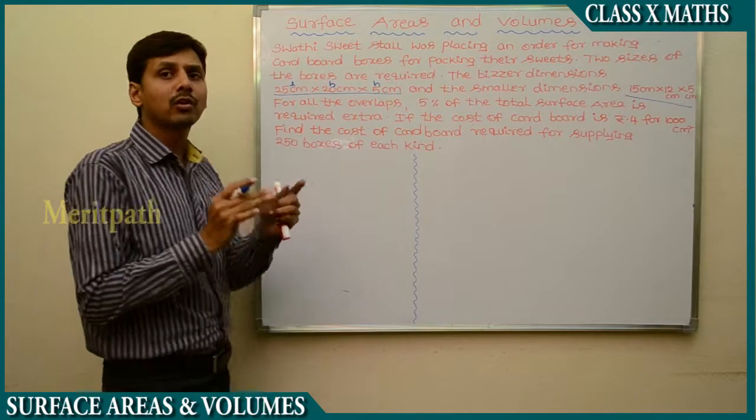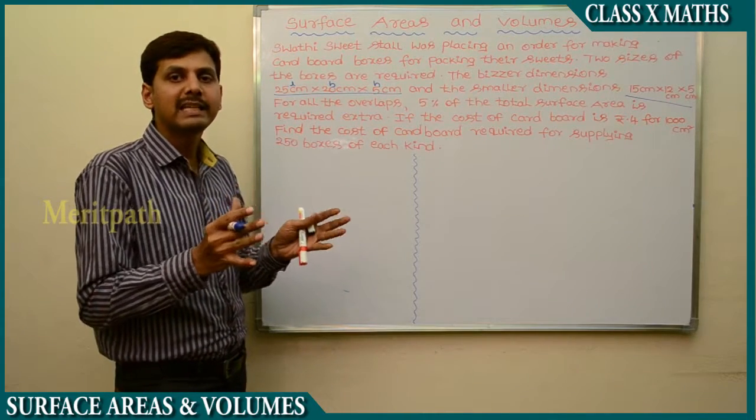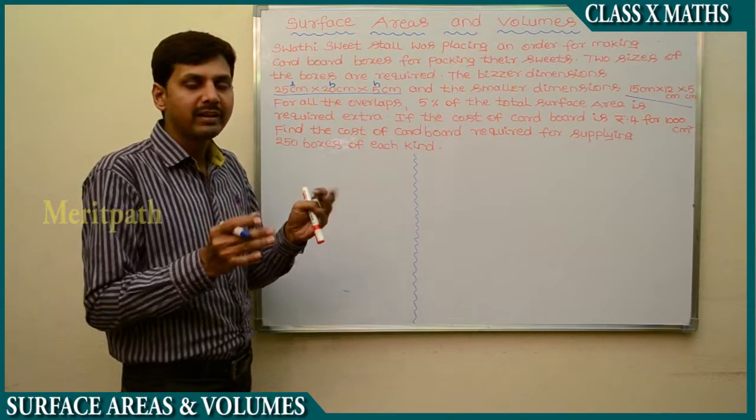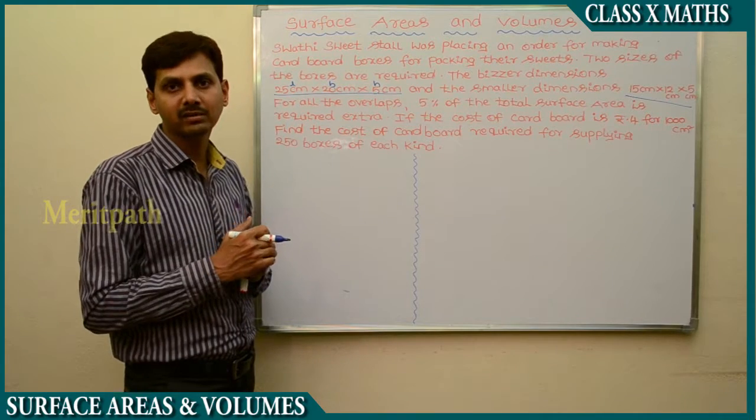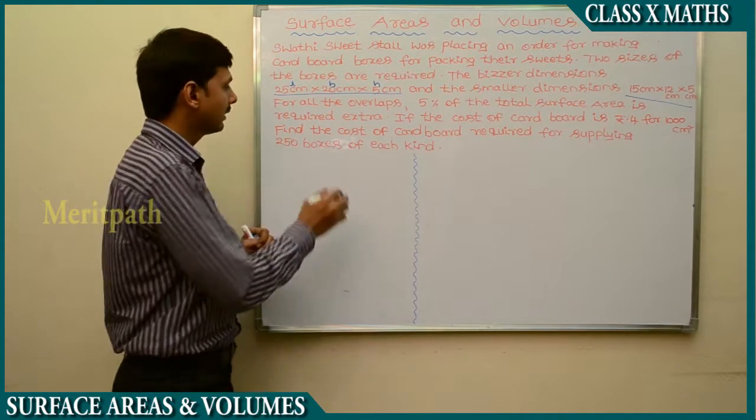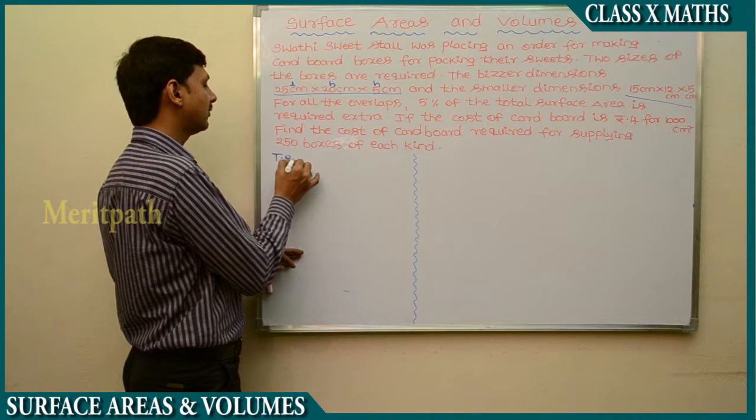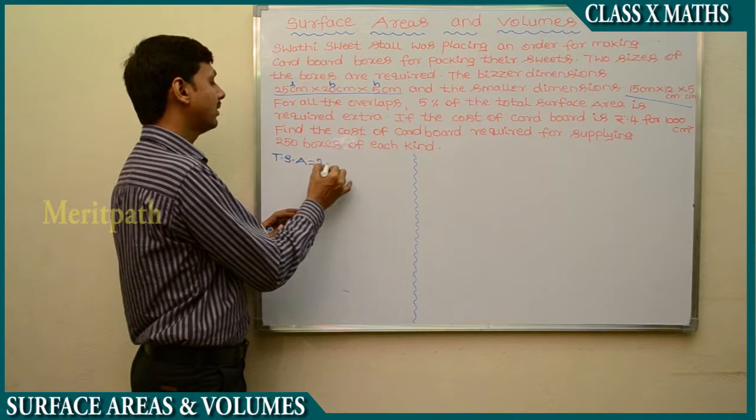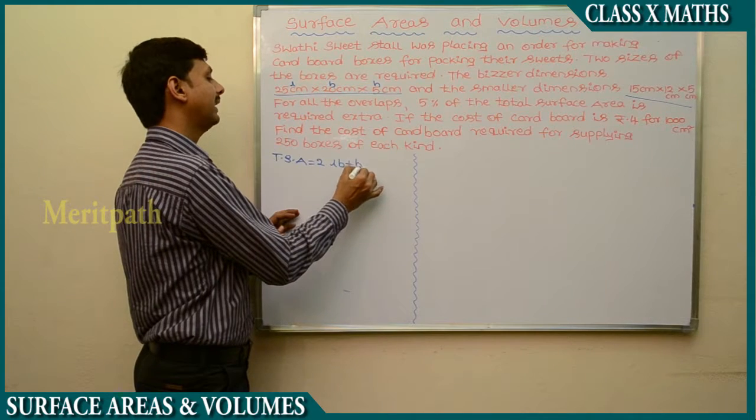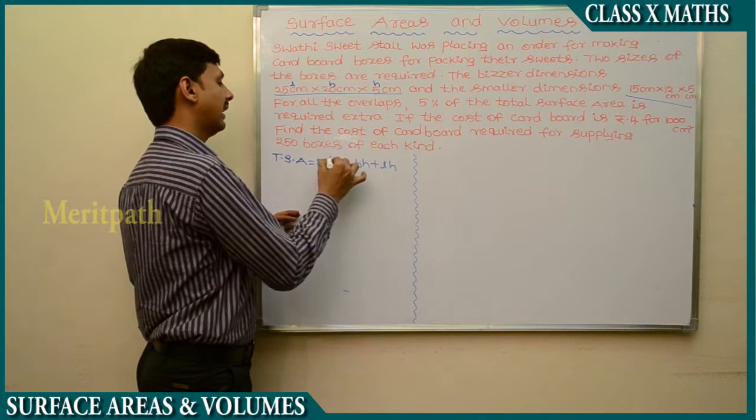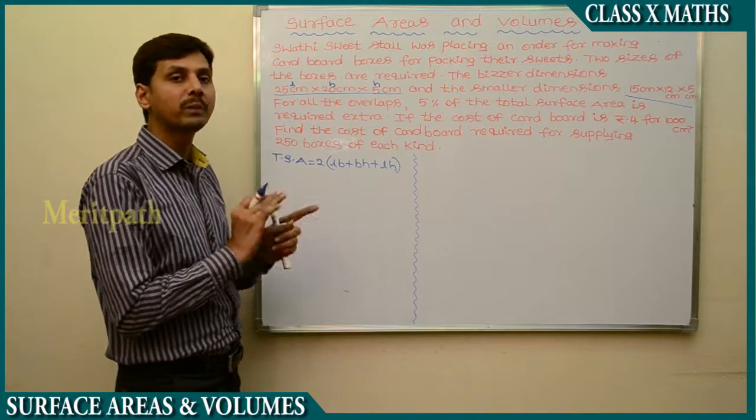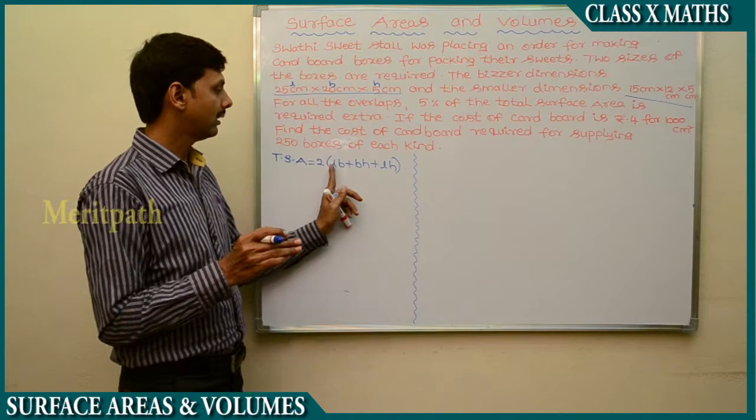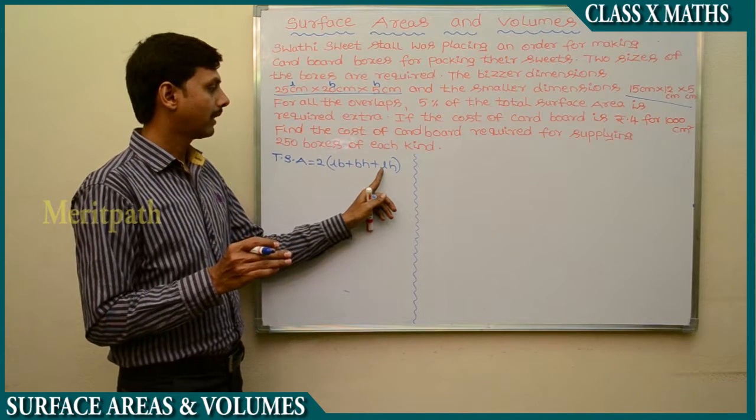To make the box we need the total surface area of the box, so we'll use the formula for total surface area, which we have already discussed previously. In short we'll write TSA. It is 2 into (LB plus BH plus LH), where LB is length into breadth, BH is breadth into height, and LH is length into height.